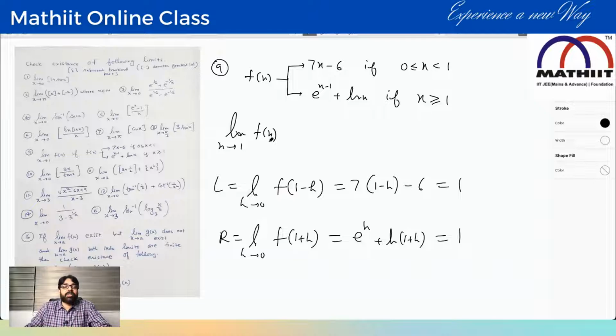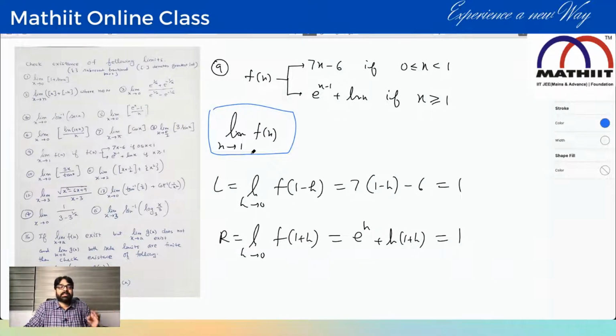Have you understood? Am I clear to everybody? Remember, for this kind of question you don't have to do this much drama. What you can say is, I have to check this limit. Before 1, what is the value? Put 1 here itself: 7 minus 6, which means before 1 the value is 1. After 1, what is the value? Put 1 here. So e power 0 plus ln 1, that is 1. So both are equal. For a split kind of function it can be said directly, no need of writing all that.